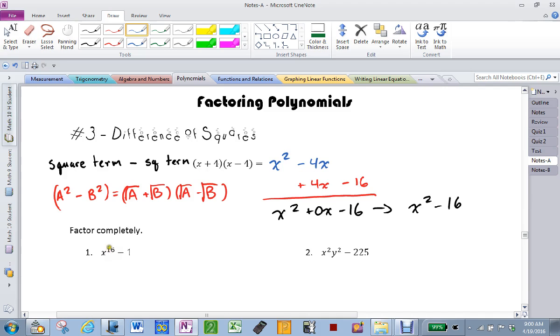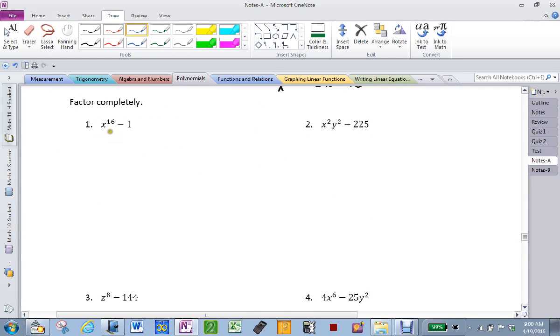So this guy, we see perfect square minus perfect square. Yep, I can run it through: square root of the first one, x to the 8th, plus square root of the second one, 1. Square root of the first one, x to the 8th, minus square root of the second one, 1. Now here's the problem. 50% of you will stop there thinking, yeah, I got it. Why can you not? Because doesn't x to the 8th break down?